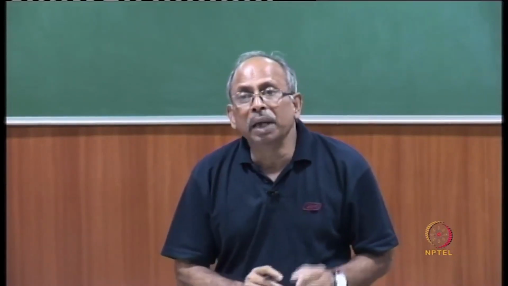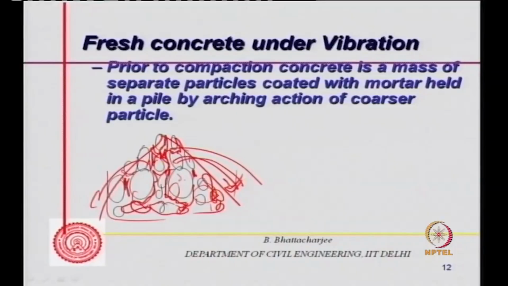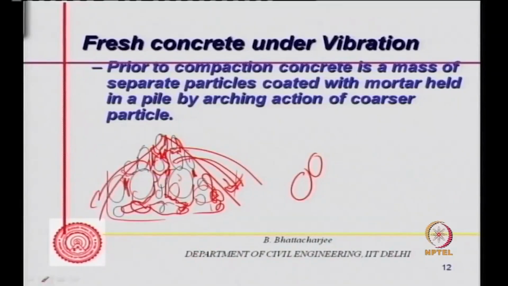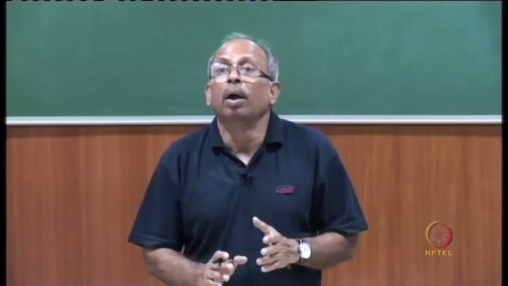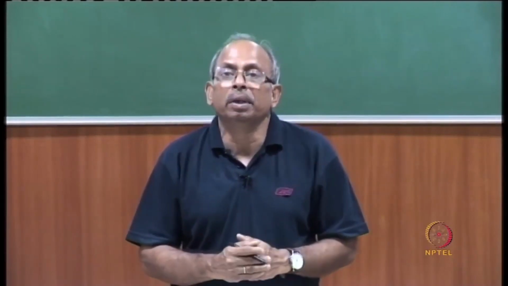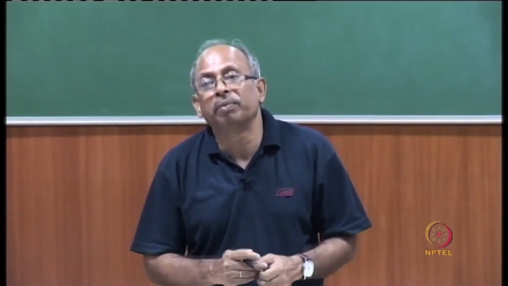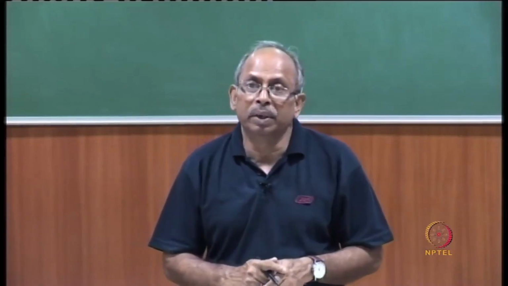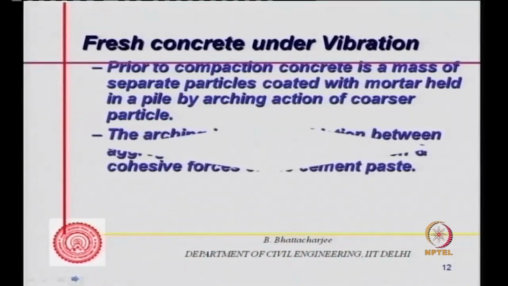So the arching action holds the particles because one particle is touching the other. By friction, they are just in position. So actually their fall due to gravity is restricted or obstructed by the friction between the particles. So you have to overcome this friction. And how do you overcome this friction? Let's look at our next statement.